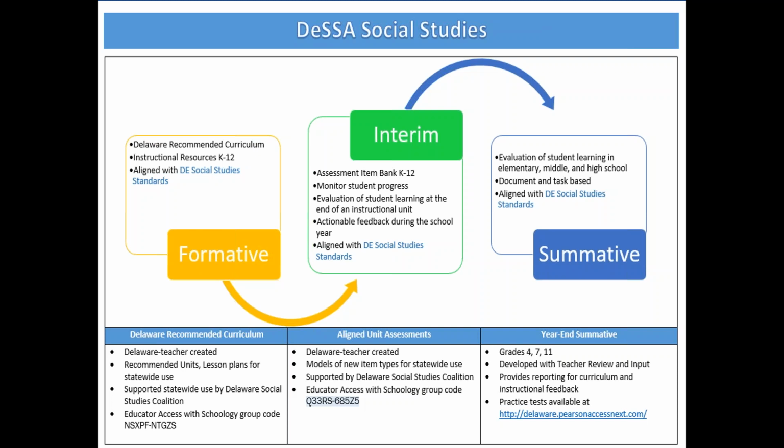The blue summative block explains that this summative assessment, DeSSA Social Studies, is not given every year, but at the end of grades 4, 7, and 11. These assessments were developed with teacher review and input and also provide instructional feedback. The assessment is document and task-based. There are practice tests available. There's a link for the test at the bottom of the summative box that will allow students to get a feel for the design of the assessment and the expectations prior to the actual summative being given.